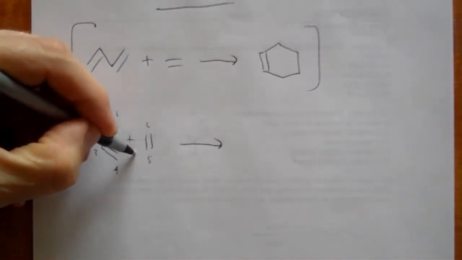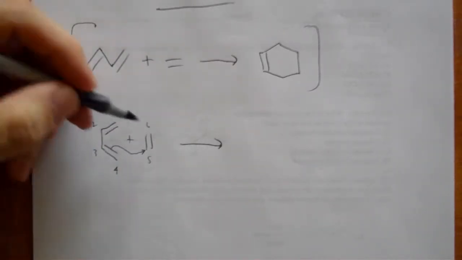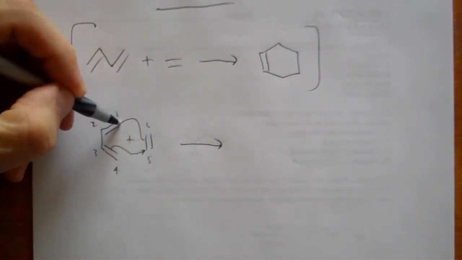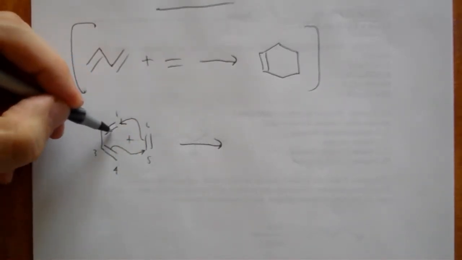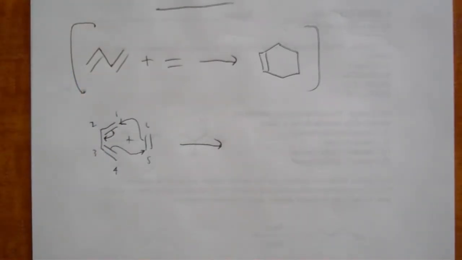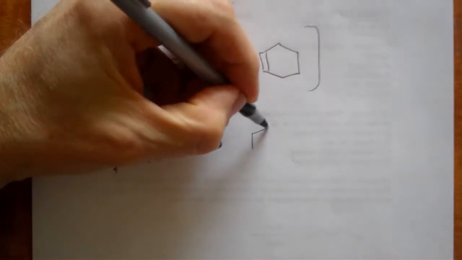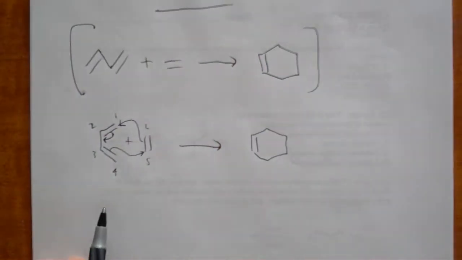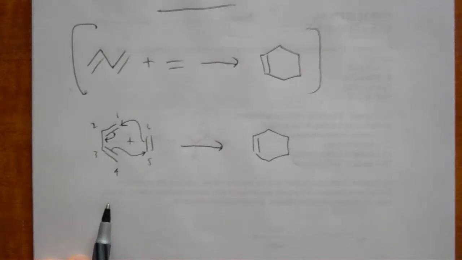These pi electrons come and attack that carbon. These pi electrons come and attack that carbon. And these pi electrons come and go in between there. Alright, so we end up with that. Now that's the entirety of the mechanism, but I do want to point out some things that are a little subtle.